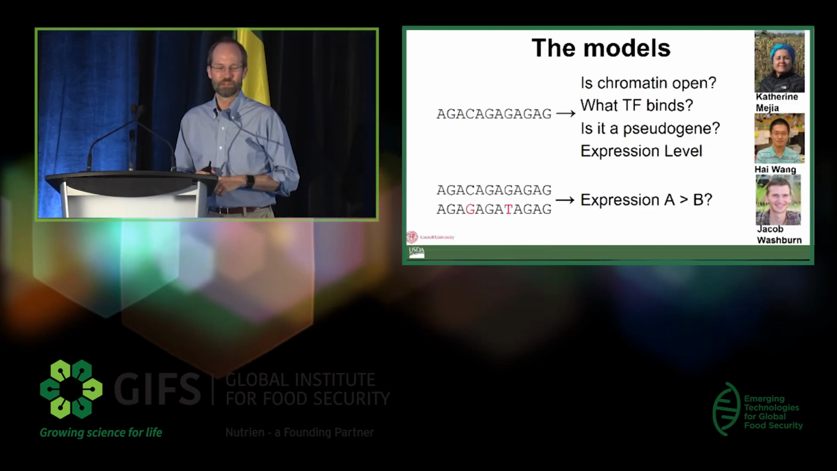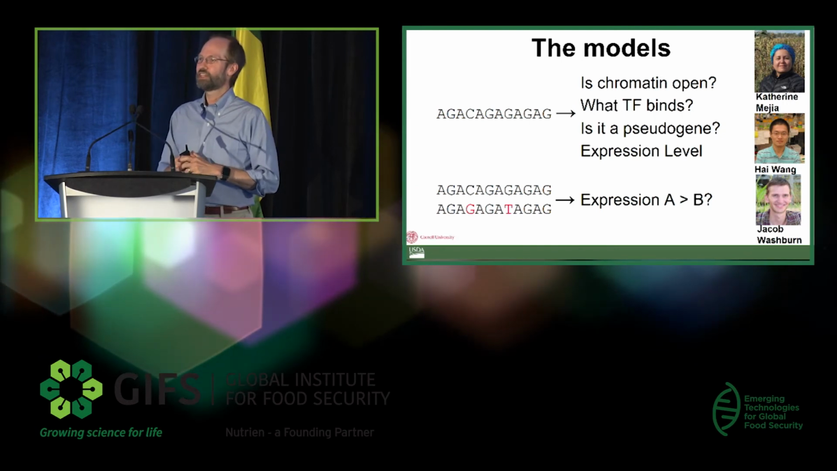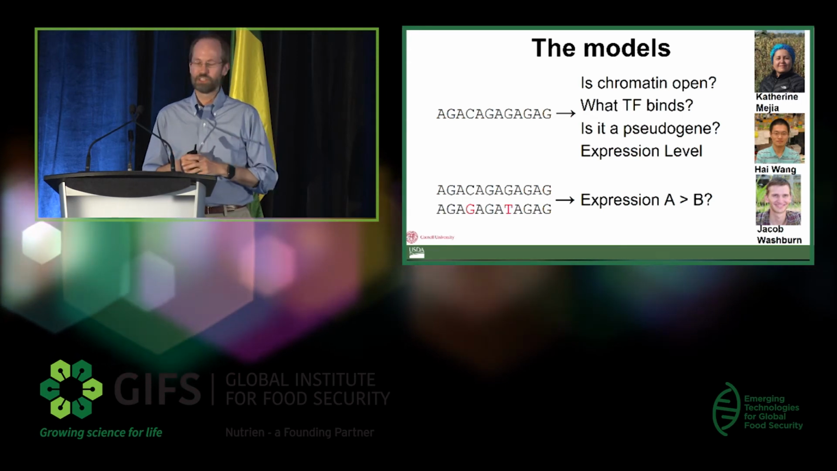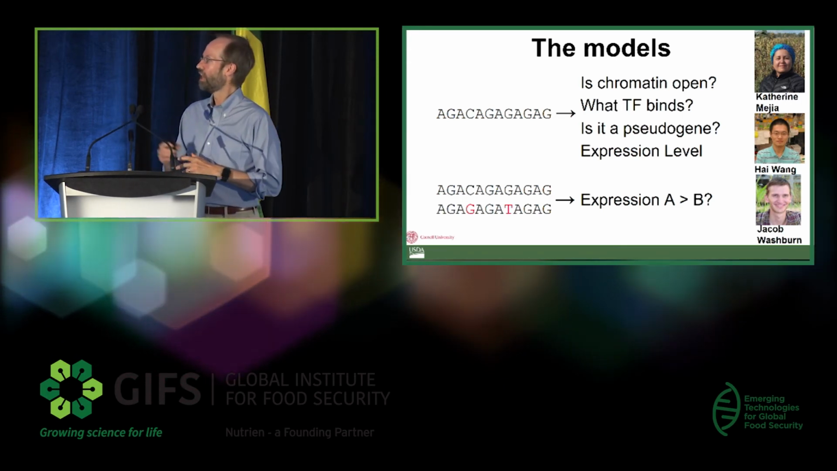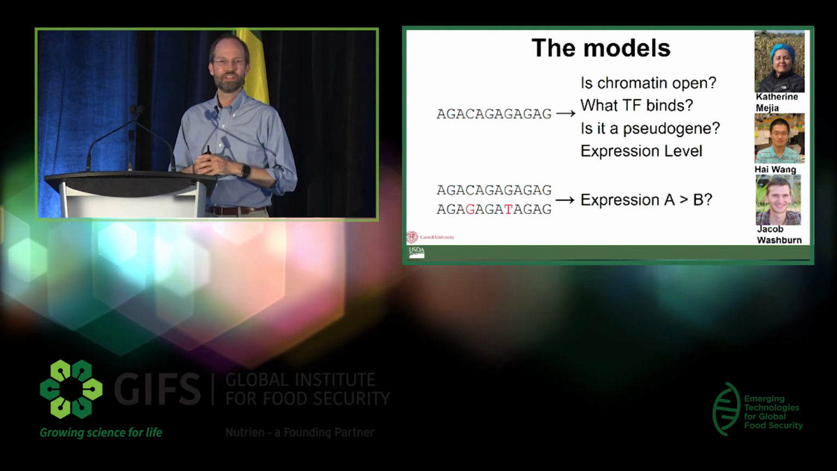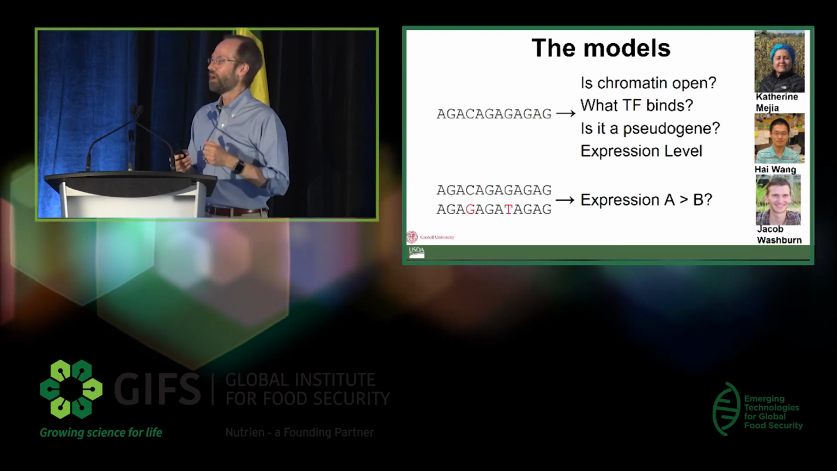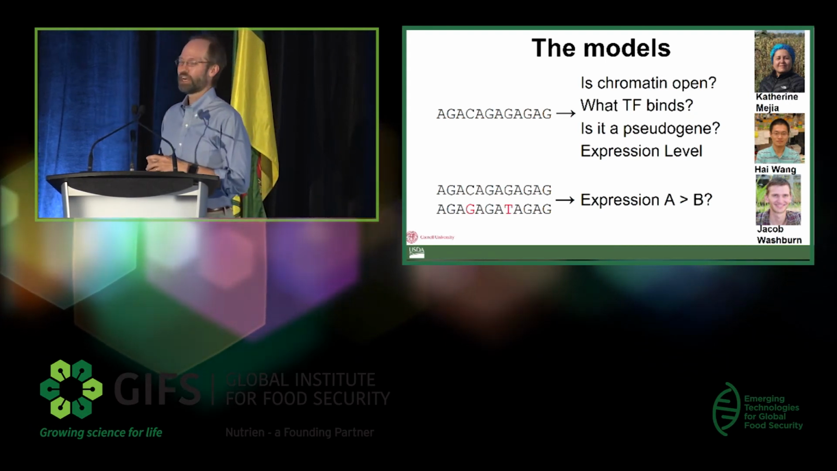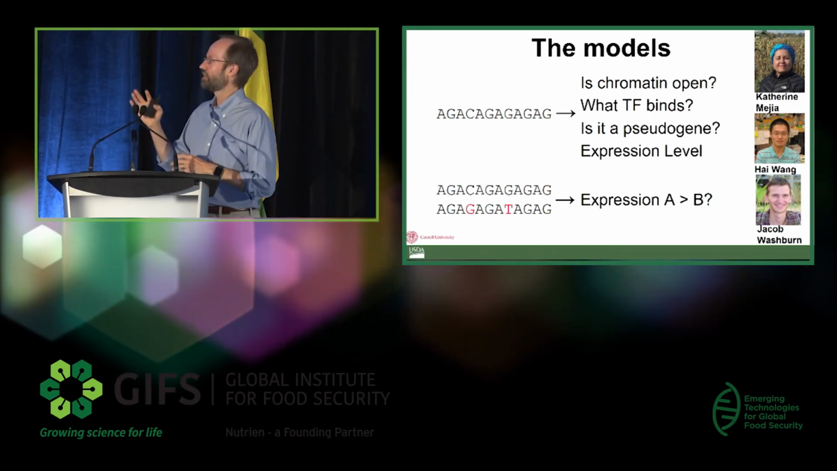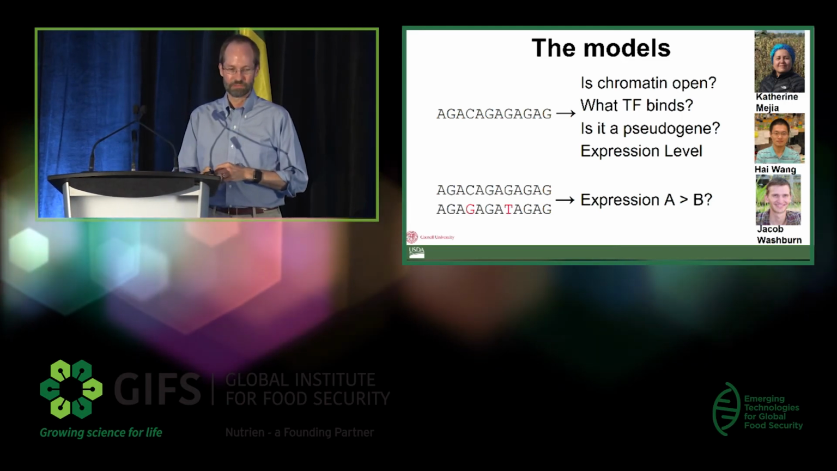And so the models I'll be telling you about are essentially one class of models where we take in one sequence and we ask, is the DNA chromatin open? What transcription factor binds there? Is the gene a pseudogene? And what's the expression level that sequence produces? The other class, we take two homologous sequences that have a few differences between the two, and we ask the question, is allele A or allele B more highly expressed? And three postdocs in my group have really been pioneering this whole area: Catherine Mejia, Hai Wang, and Jacob Washburn.